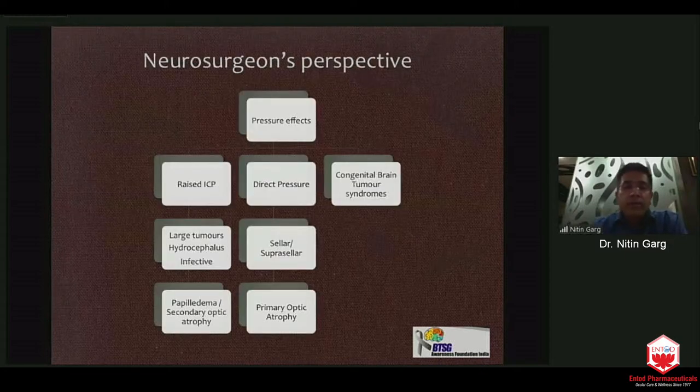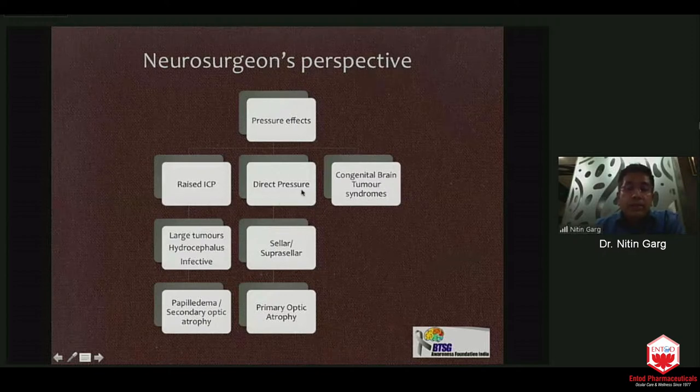Now, from a perspective, I would say that there are grossly two different types. One is where we have a generalized raised ICP, and this could be due to large tumors, hydrocephalus, or an infective etiology such as tuberculomas or tubercular meningitis. These patients predominantly have associated symptoms. They would have headache, they may have some focal neurological findings, they may have seizures. So these are not very often missed, actually. They more often come to a neurologist primarily. And if we then go back and evaluate, we find either papilledema, or if they come very late, a secondary optic atrophy.